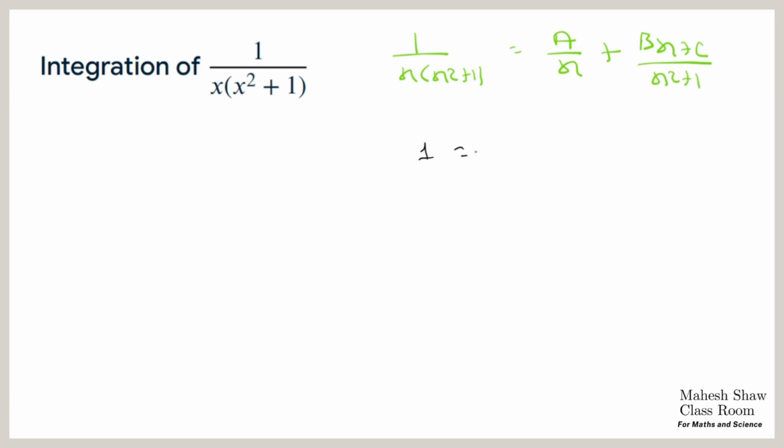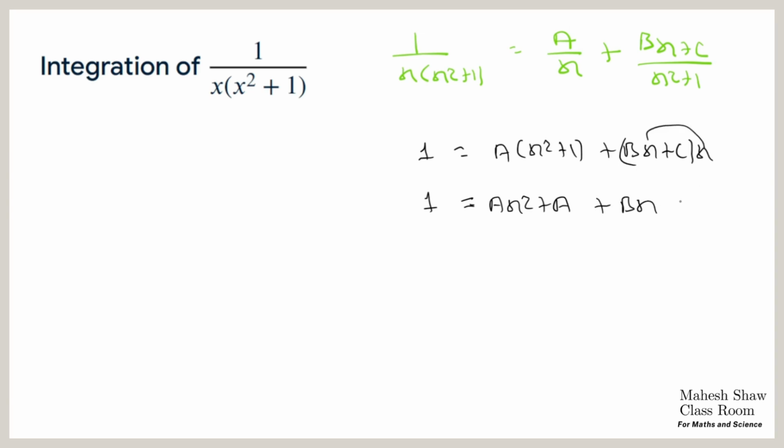Now on taking LCM on the left hand side, the denominator gets cancelled. So it is a times x square plus 1 plus bx plus c multiplied by x. Now on distributing, we get a times x square plus a times 1, and bx multiplied by x is bx square plus cx. Now clubbing the like terms, we can take x square as common. So we get a plus b times x square plus cx, and plus the constant term a.